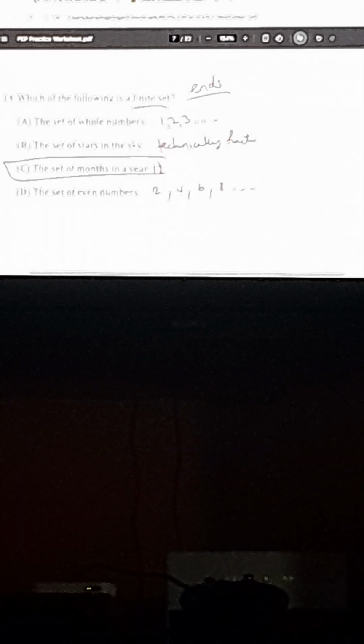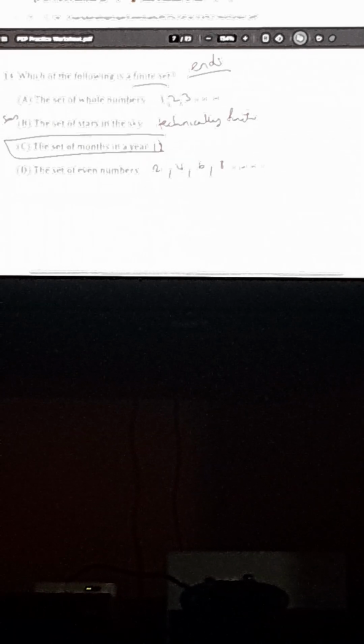Forever. So the best answer here is C. Now, B is a little sus, but C is way better of an answer, right? So the best answer is C. Because finite means you can count it. You can get the final number. It finishes.